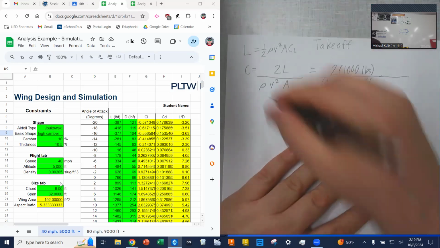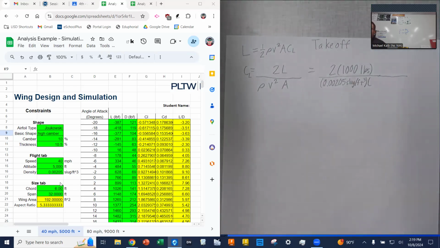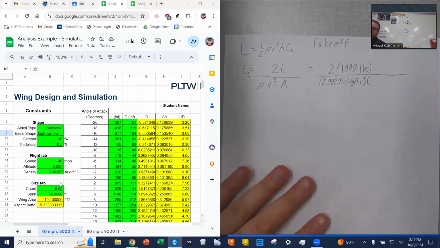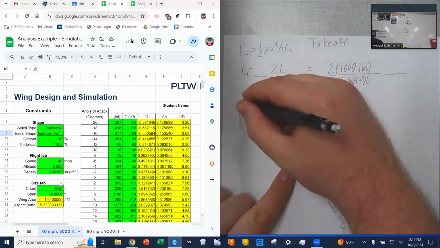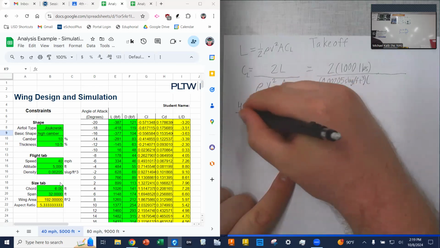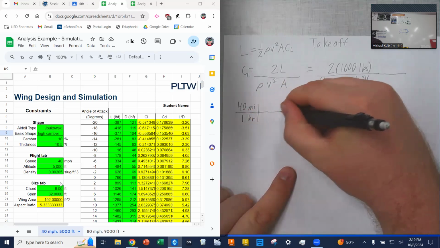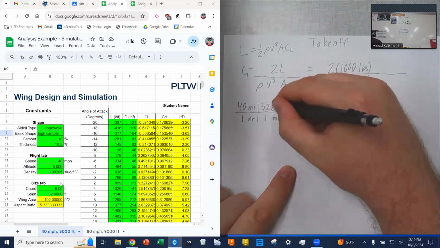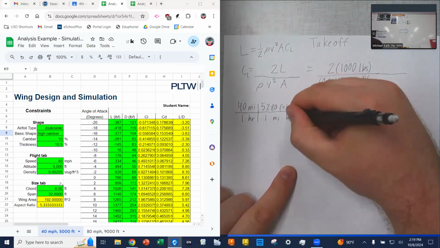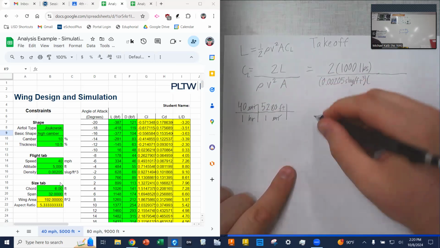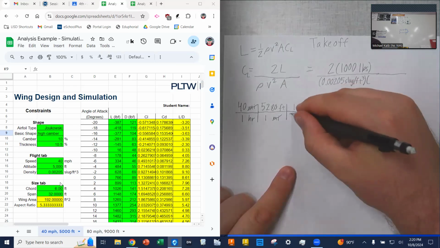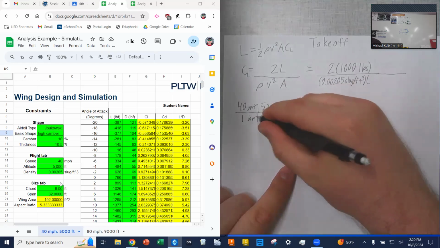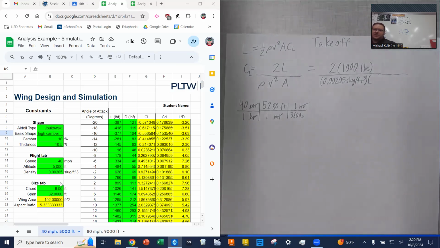Then for velocity, we need to convert miles per hour to feet per second because in imperial units, that's the standard speed. It's kind of like the equivalent of meters per second in the metric system. So this is 40 miles per hour, 40 miles in 1 hour. We need to get rid of miles, so put it down here. And 1 mile is 5,280 feet. That'll cancel. We need to get rid of hours, so we put it up here. 1 hour is 3,600 seconds. And we can see we're left with feet divided by seconds for a unit.